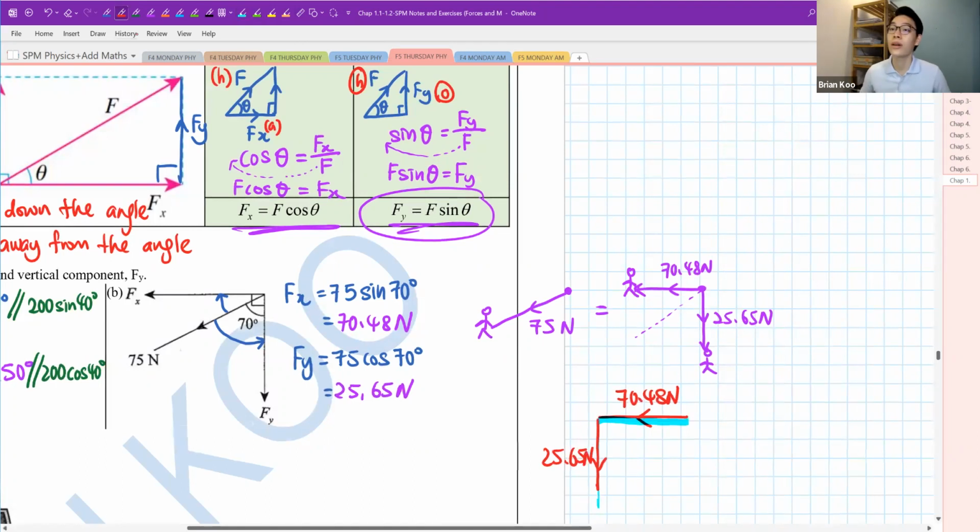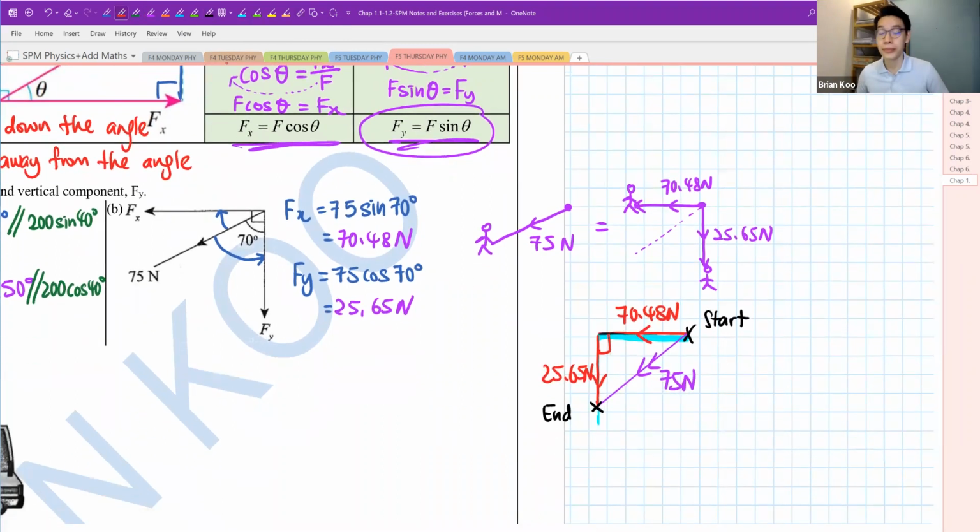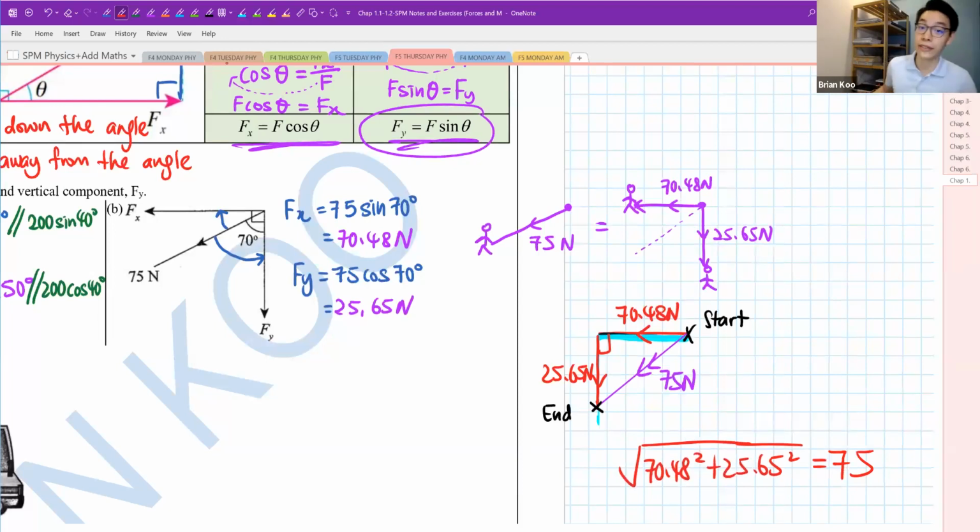25.65 Newton. What is the resultant force? From the starting point to the end point. Can you see? Look at the arrow. Walk, and then go down. Starting point to the end point, that is the resultant force. That is your 75 Newton. How can we make sure? How can we double check? We can use Pythagoras theorem. Let's try and see. The answer is going to be 75.